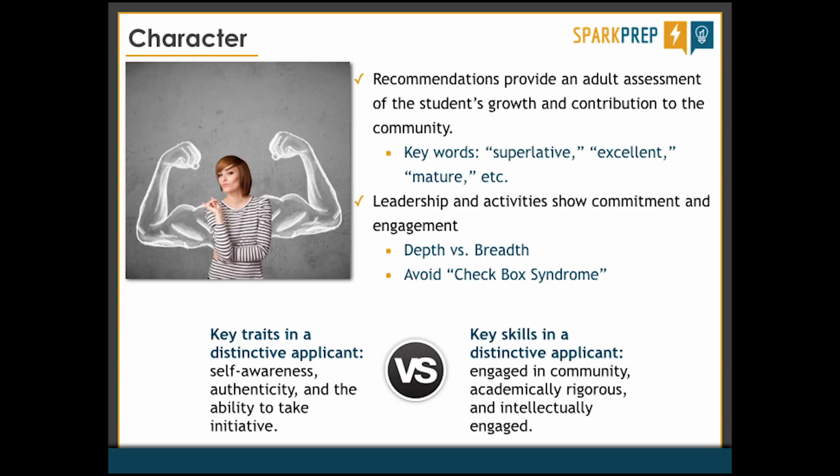This brings us to two really important things to differentiate: the distinctive traits of an applicant versus the distinctive skills of an applicant. I think we're very focused in many ways on the skills of an applicant. We're looking at students who are intellectually brilliant, academically brilliant, and that's all good and very important. But beyond being intellectually engaged, we're also looking at people who are engaged in their community and people who are academically rigorous. Those are things that we all know intuitively.